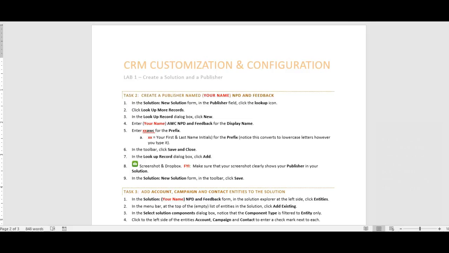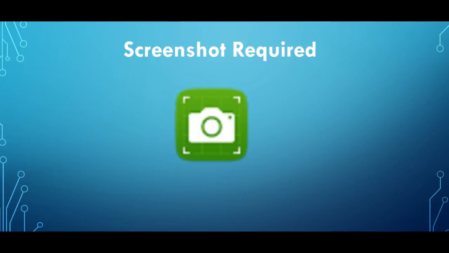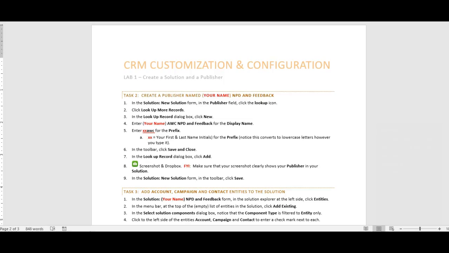You'll notice icons like this green camera in your lab assignment. It means that you need to take a screenshot of your progress at that stage of the task and submit that screenshot to the Dropbox. This is how I'll be verifying that you actually did the assigned task as instructed. In this particular lab, for example, all the tasks require screenshots.